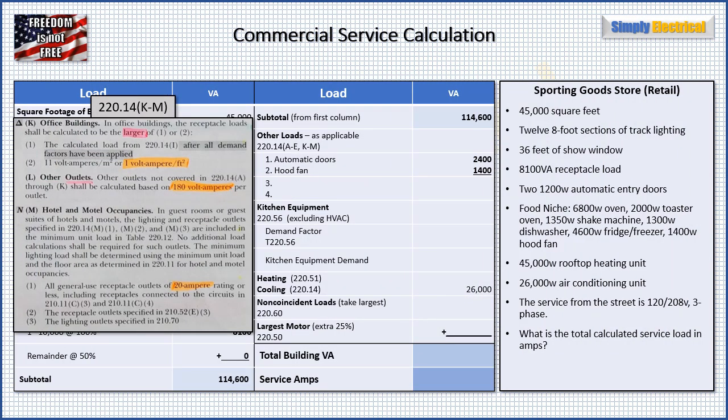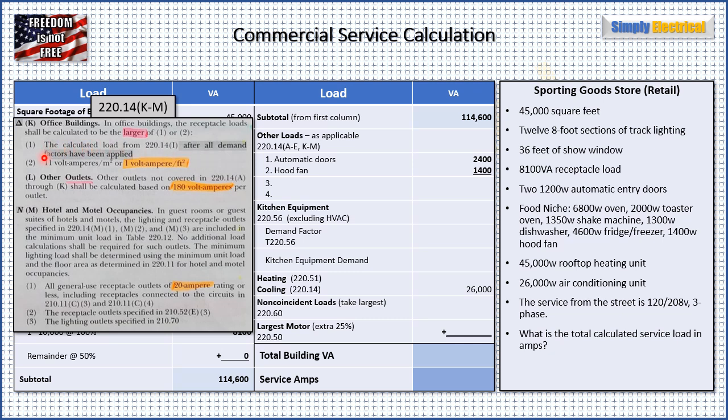Okay, we got three sections left here. We have K through M. K is office buildings. So in office buildings, the receptacle loads shall be calculated to be the larger of 1 or 2. Number 1, the calculated load from 220.14I, which we just read, after all demand factors have been applied. So that's where it says that every receptacle, 1 through 3 on a single yoke is given a value of 180 VA each. Okay, so that's number 1.